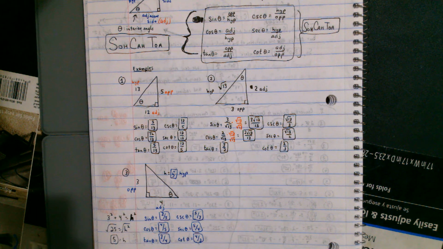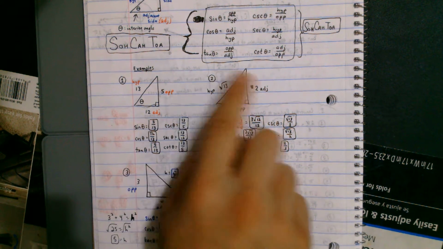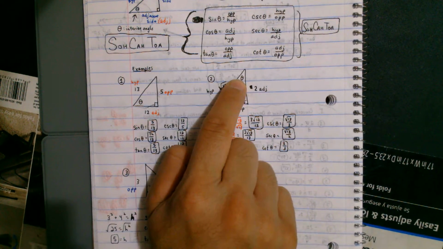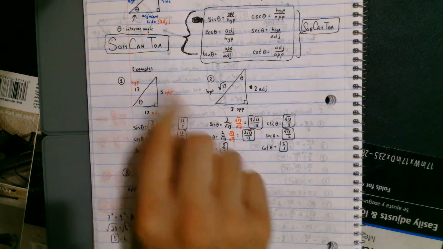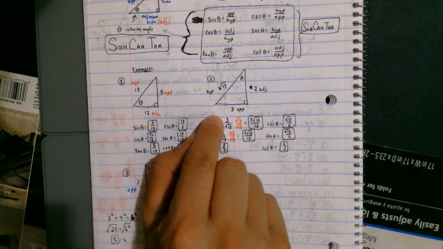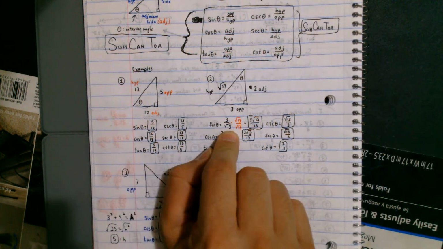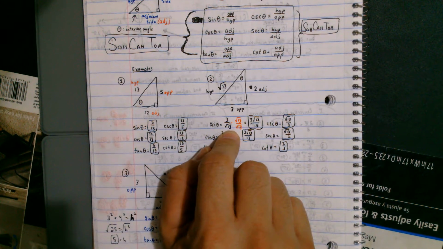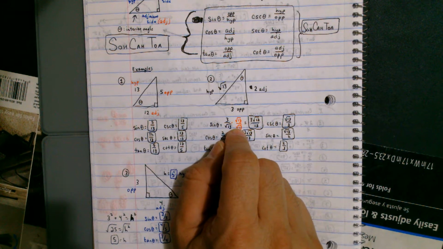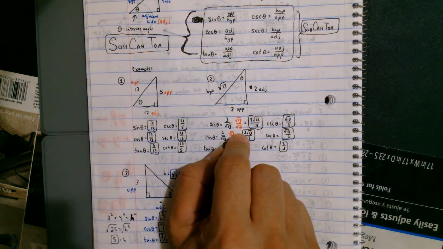So if you're given a second triangle with these sides, if theta is over here, sine is opposite over hypotenuse. So 3 over the square root of 13, but that's the answer, but we don't want fractions. We don't want square roots on the bottom of the fractions. So we multiply by the square root of 13 over 13. We multiply by the square root of 13 over the square root of 13.